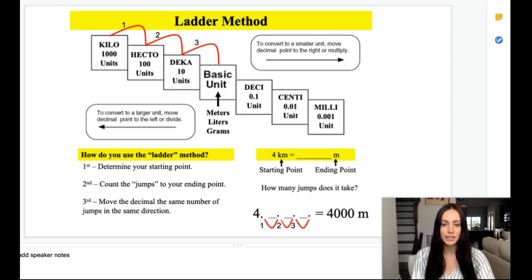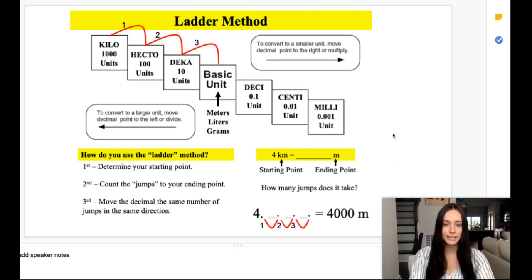Your second job is to count the number of jumps. This means the number of decimal points from your starting point to your ending point. You then simply want to move the decimal the same number of jumps in the same direction. So to convert to a smaller unit, you want to move the decimal point to the right. This is carrying out a multiplication. To convert to a larger unit, you are going to move your decimal point to the left, or a division.